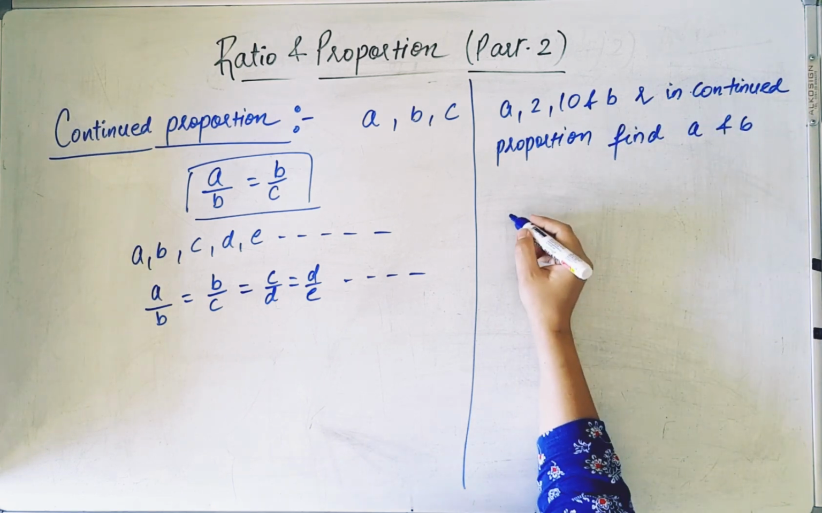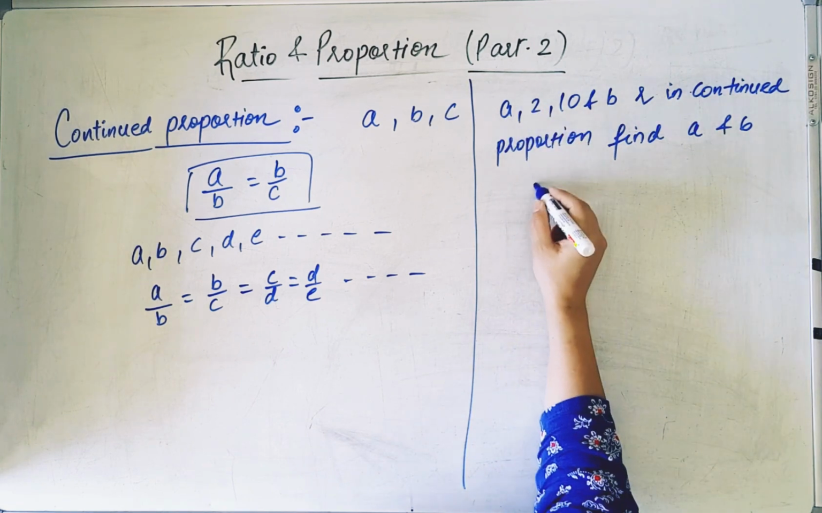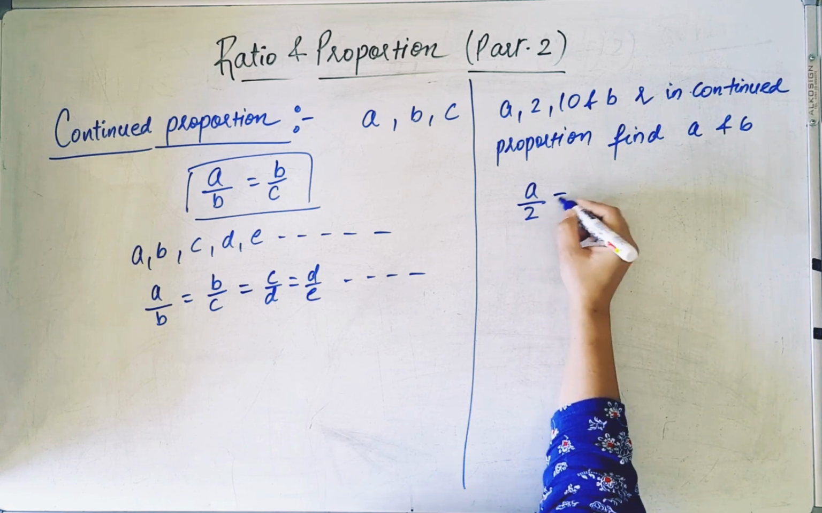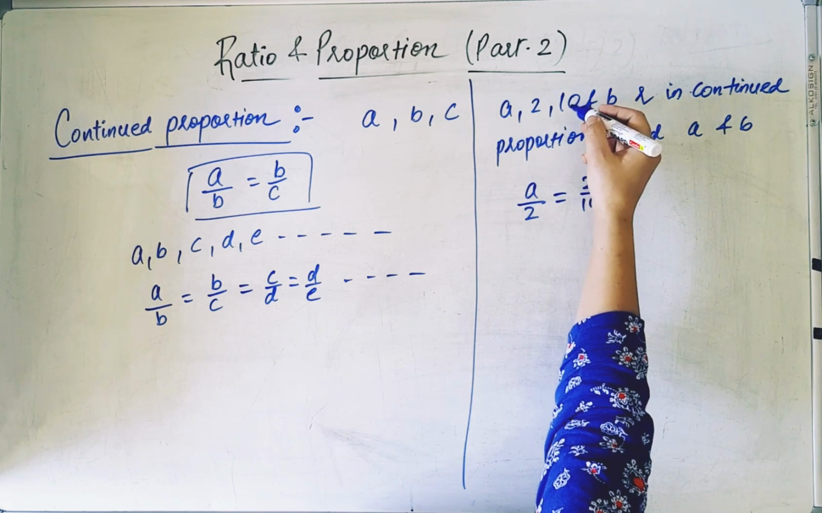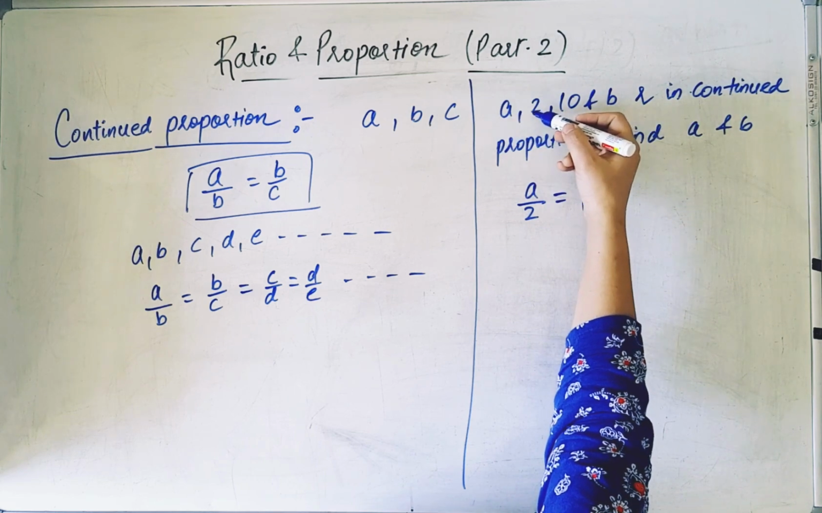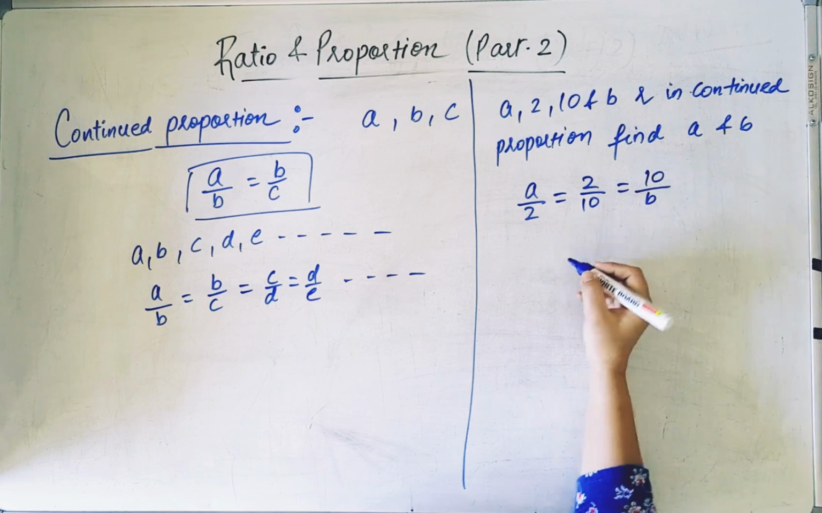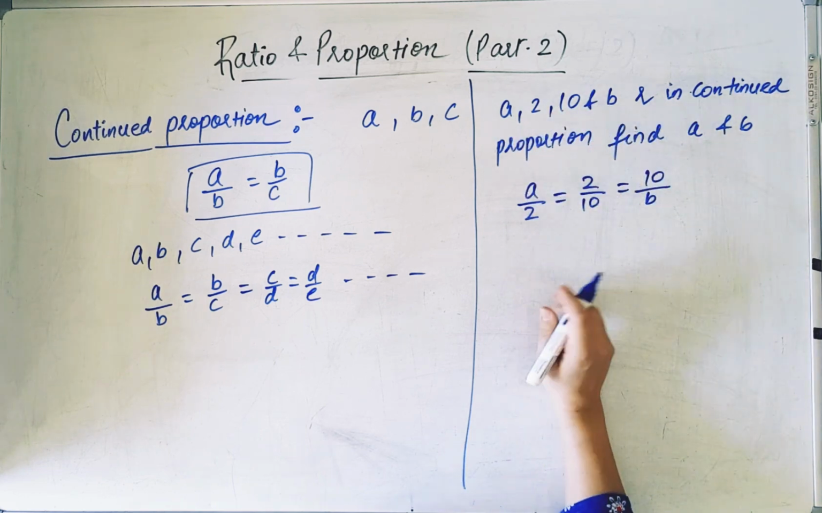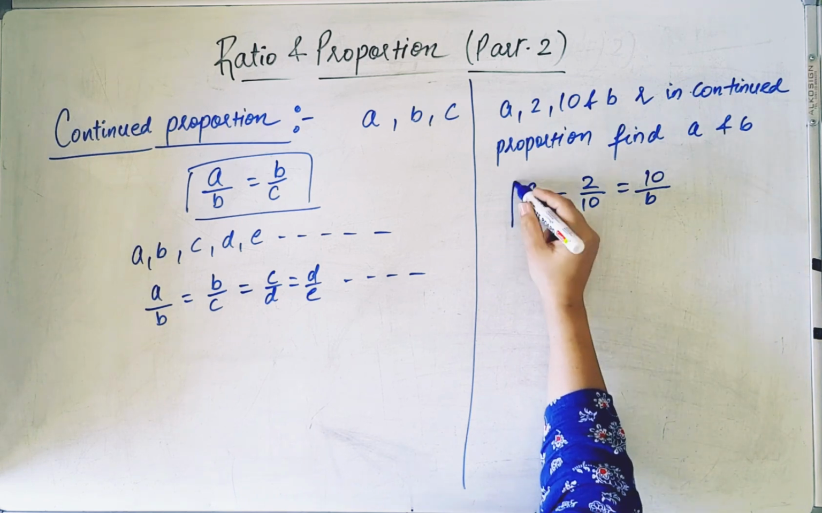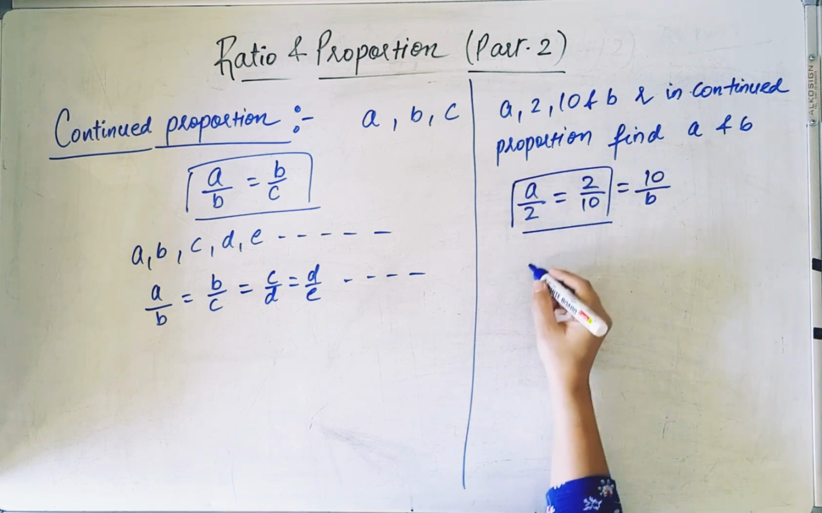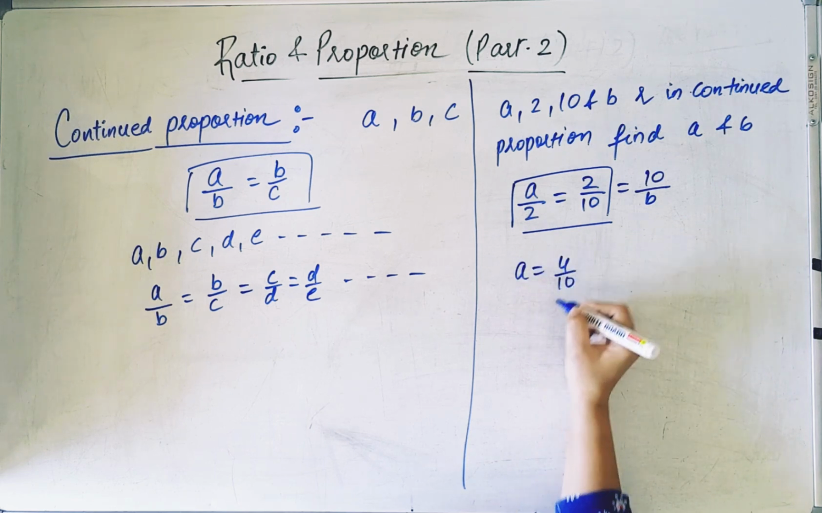So what we'll do over here, if it is in continued proportion, the ratio of first to second, A by 2, is equal to 2 by 10, and that is equal to, first to second equals second to third equals third to fourth, 10 by B. Since they have given only 4 quantities, we stop here. Now we will compare these two, and we will get the value of A. So the value of A will be 4 by 10.